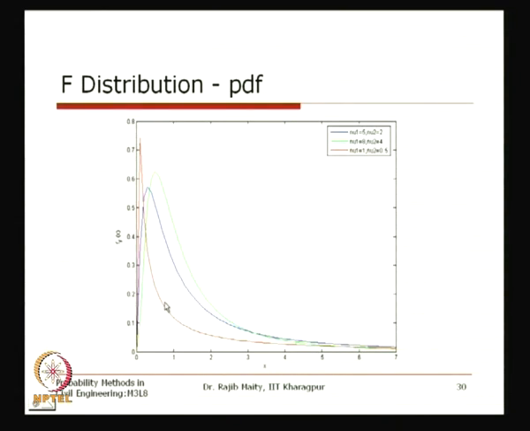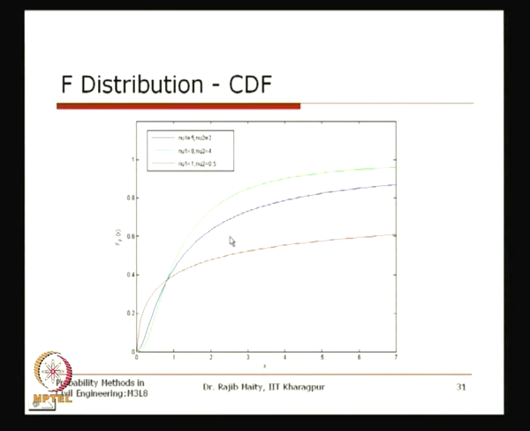Now this is the effect of different values of the combination of the 2 degrees of freedom, nu 1 and nu 2. We can see the red, blue and green curves shown here for different combinations of degrees of freedom, and their respective cumulative distribution functions are shown here, which start from 0 and go asymptotic to 1.